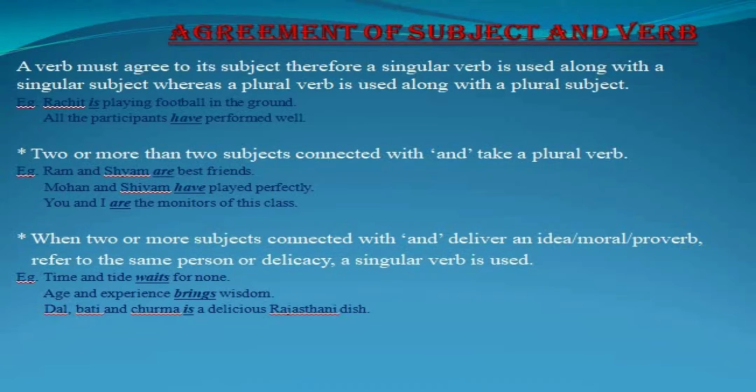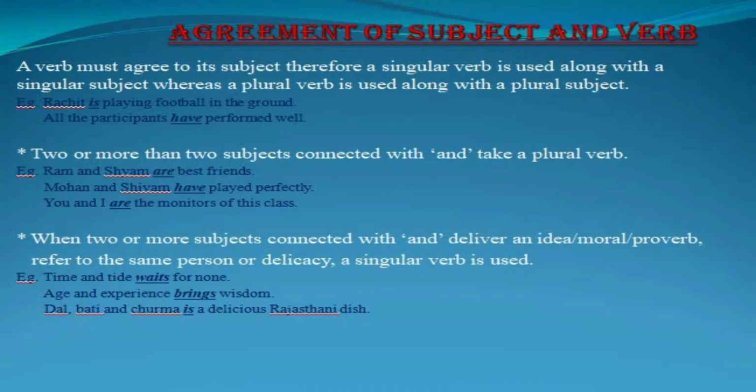For example, time and tide waits for none. These are two things and they are connected by and, time and tide, but together they convey only a single message. They wait for none. So we have used here waits, a singular verb. Age and experience brings wisdom. Age and experience are two things, but together they bring wisdom, only a singular thing. So we have used here a singular verb.